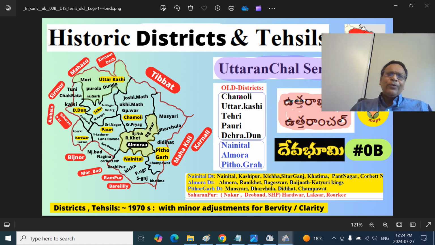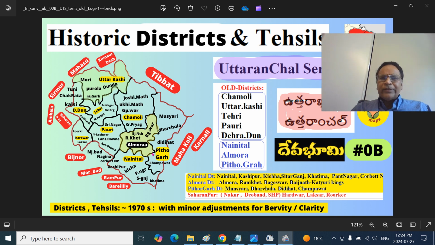The old districts like Chamoli here, Uttarkashi here, and Tehri, that is Tehri Garhwal, Pauri Garhwal, Dehradun, Nainital, and historic Nainital, and Almora Pithoragarh. This is the Kumaon region. This is the Kurmanchal region or Kumaon region. This is the Garhwal region.